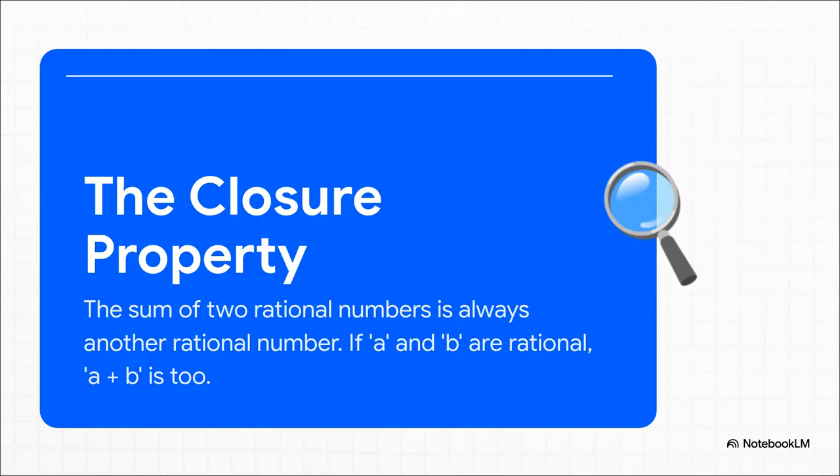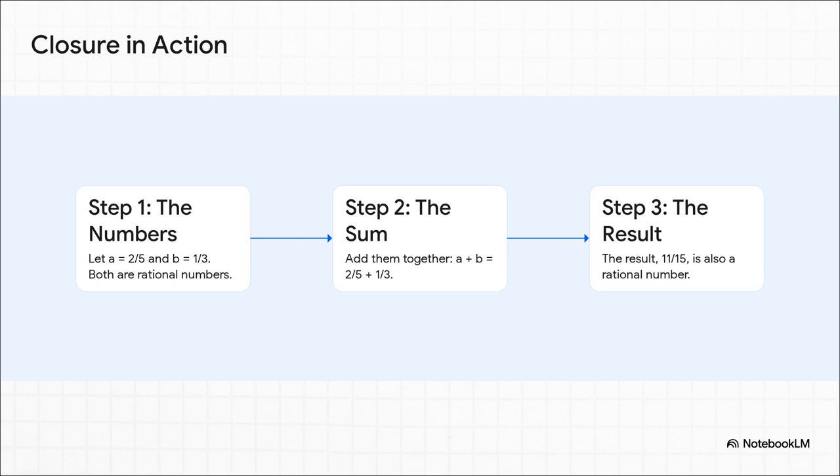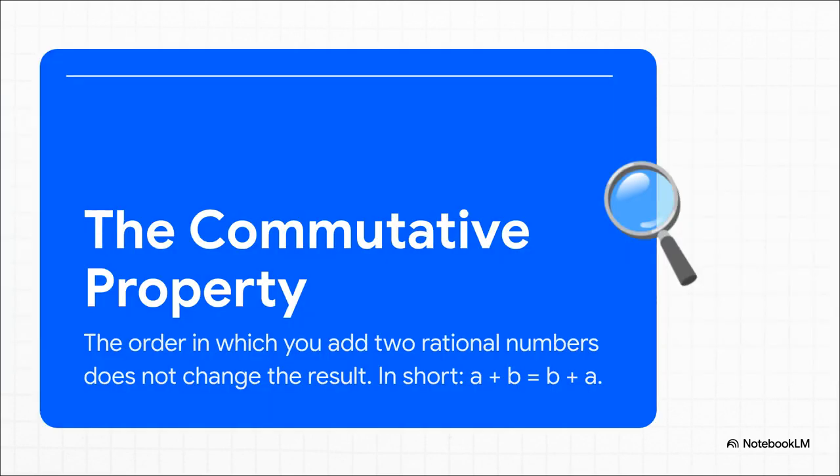Our first clue is something called the closure property. I like to think of it like a private club. If you take two members of the club, in this case, rational numbers, and add them together, the result is always another member. You can't add two rationals and end up with something that isn't rational. The group is closed. Let's put this to the test. We take two perfectly good rational numbers, 2/5 and 1/3. We add them up, and we get 11/15. And what's that? You guessed it, another rational number. The club door stays shut. It works.